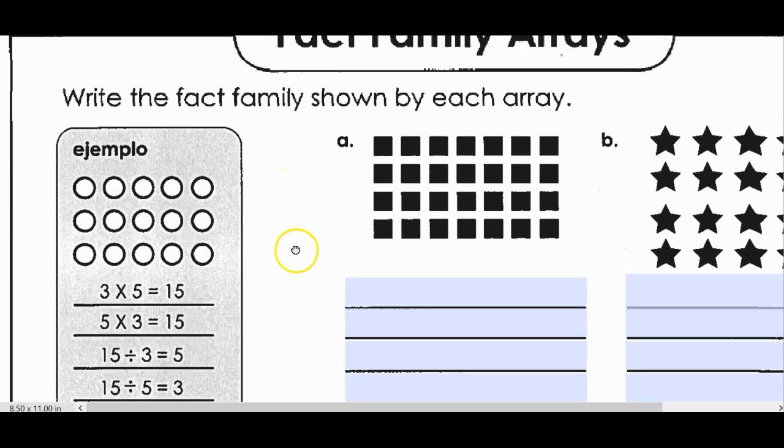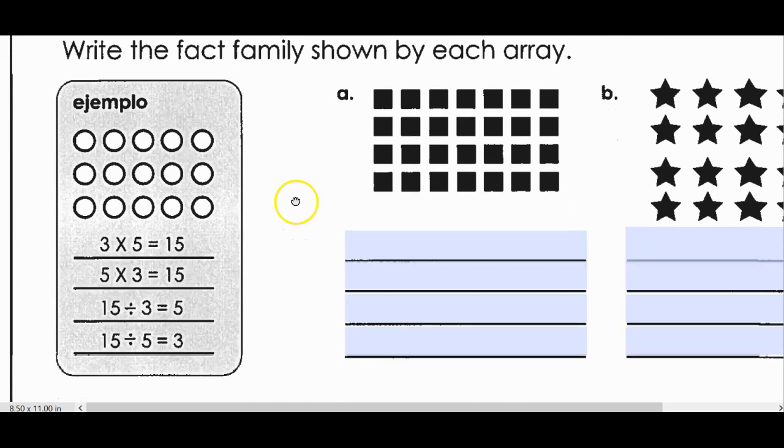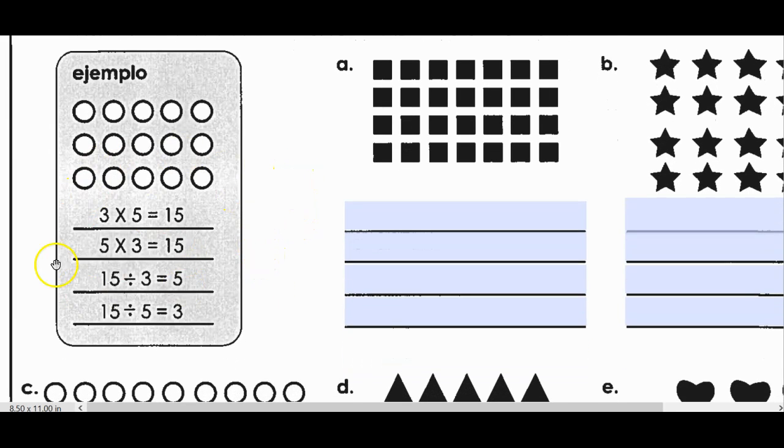Look at the example. It says write the fact family shown by each array. Look at the example that they have right here. So I need 2 multiplication equations, right? And 2 division equations, correct? Okay. First, how many rows do I have? How many in each row? 7, right? Equals what? 28.